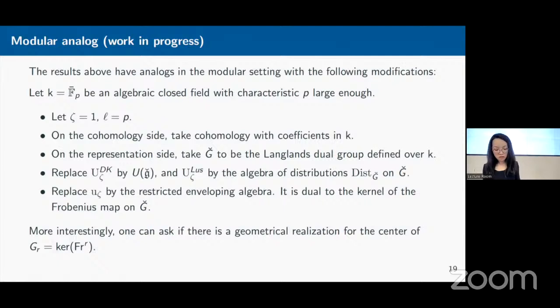And then with these replacements, one can try to establish all the results I have explained so far. So this is a work in progress. But the characteristic p situation has some new phenomenon, because in characteristic 0, the Frobenius map goes from the Lusztig quantum group to the enveloping algebra, and then you stop there. But in characteristic p, the Frobenius map goes from G check to itself. So you can iterate this map and take the kernel of its r-th power. So this gives you some new groups, and you can ask whether their center has some interpretation in terms of cohomology of some variety.